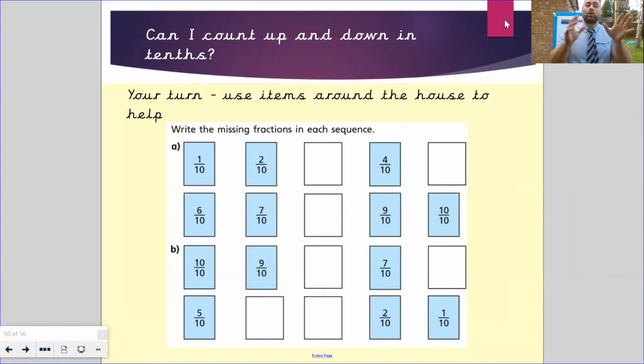But if you want to, you can find an object in your house to help you count up and down in tenths. What you need to do in this question here is write the correct fraction in the missing squares. So this is part A, this is part B. Pause the video, good luck, and we'll see how you're getting on.